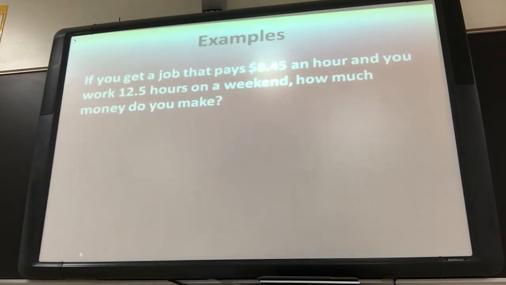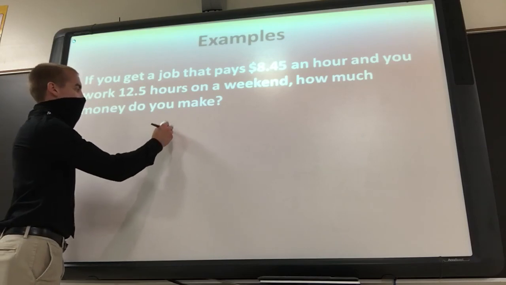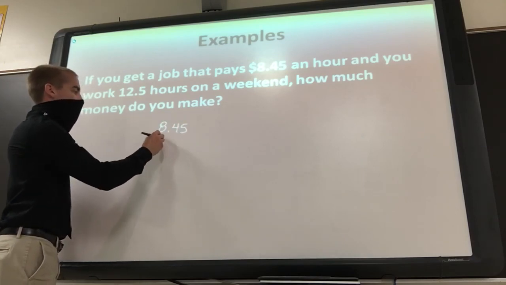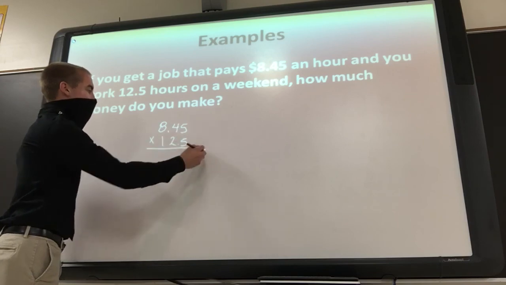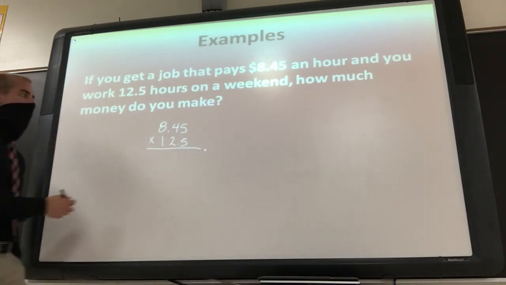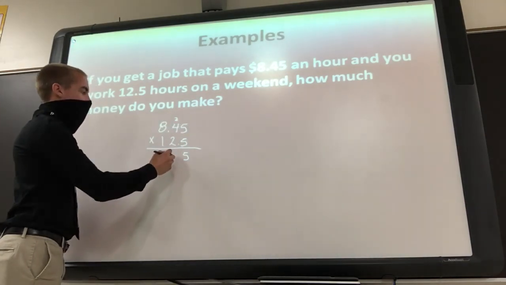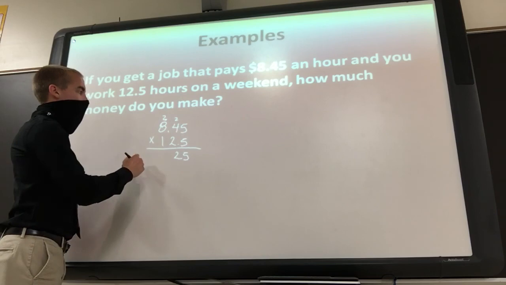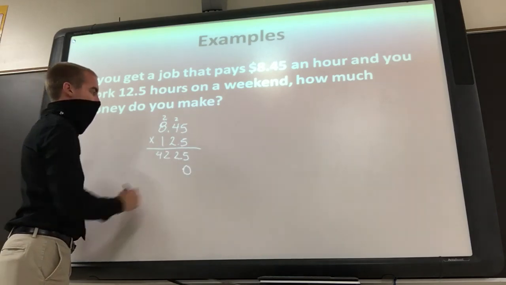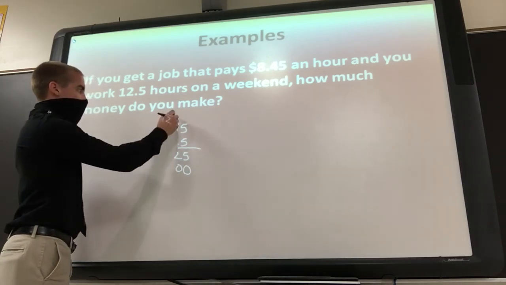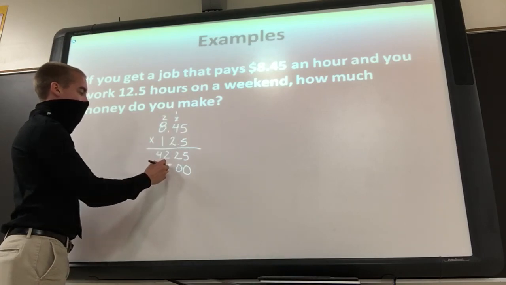All right, so for our last one, you get a job that pays $8.45 an hour, and you work 12 and a half hours on a weekend. How much money do you make? So for this, we're going to take 8.45, multiply it by 12.5. And then we would multiply this out. I don't know the answer off the top of my head. Make sure your work matches up with mine. Hopefully I don't make a mistake.